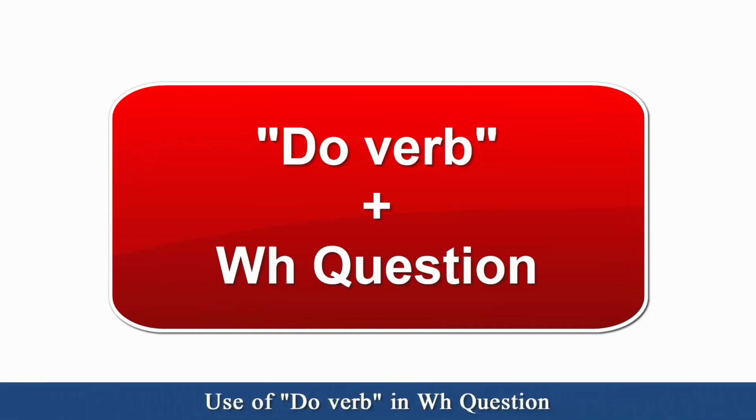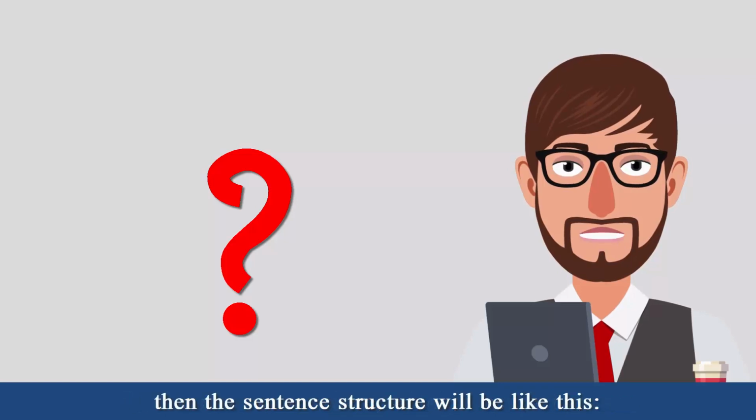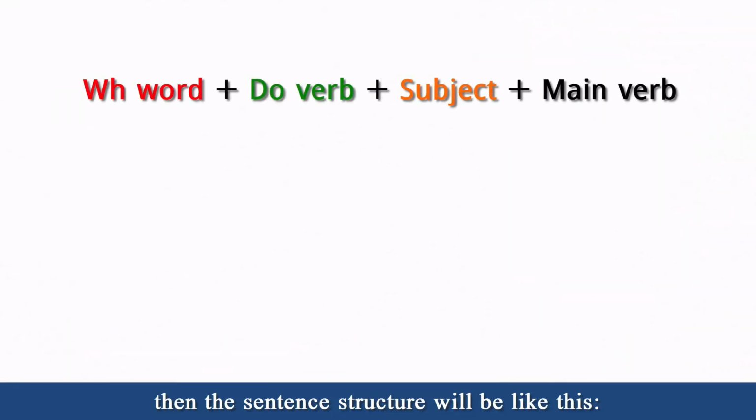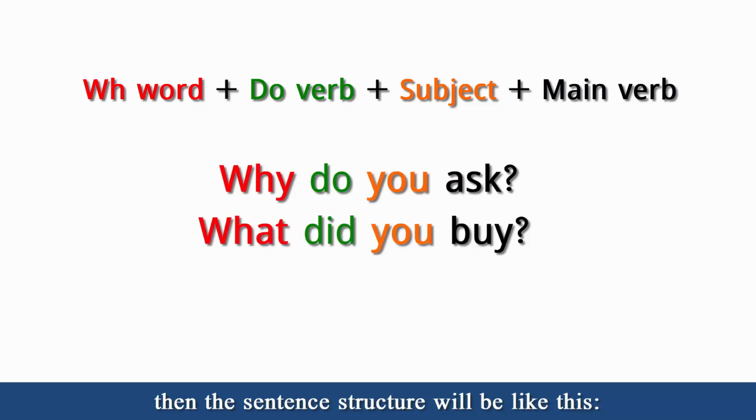Use of do verb in WH question. When we create a question with WH, meaning what, where, which, when, why, how, then the sentence structure will be like this: WH word plus do verb plus subject plus main verb. Why do you ask? What did you buy?